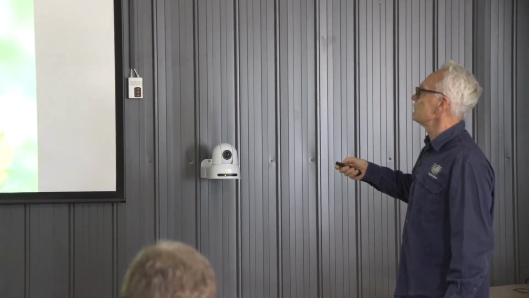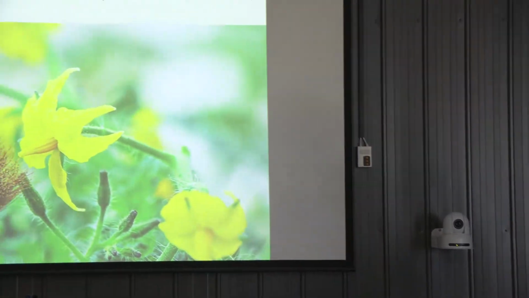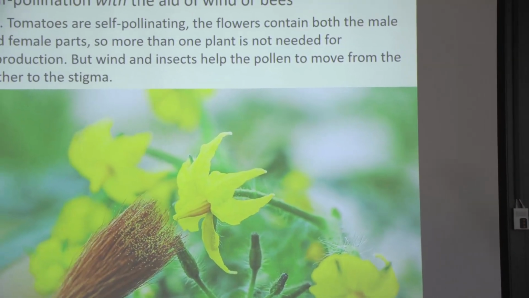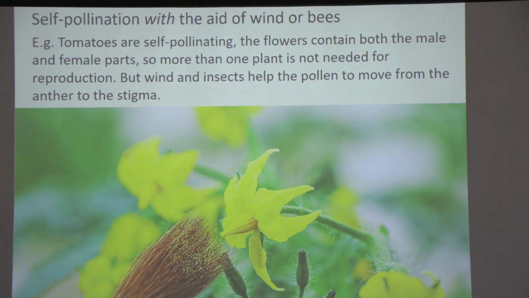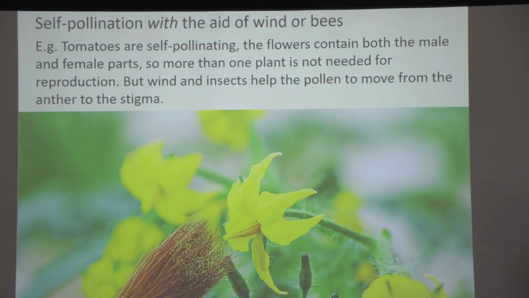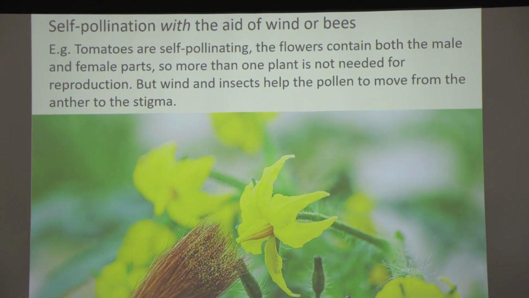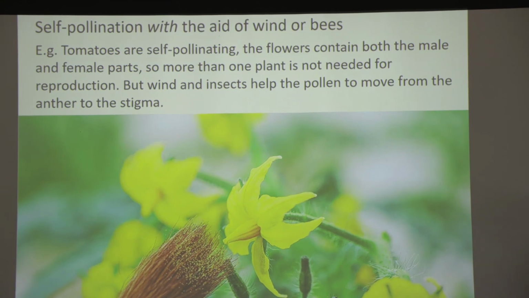So it's self-pollination, but it's using wind or bees. And a good example of that is tomatoes. They're self-pollinating. You can grow a big field of tomatoes, same variety, all genetically identical. They're very happy to pollinate themselves, self-pollination. But they need an animal to do it, or wind.